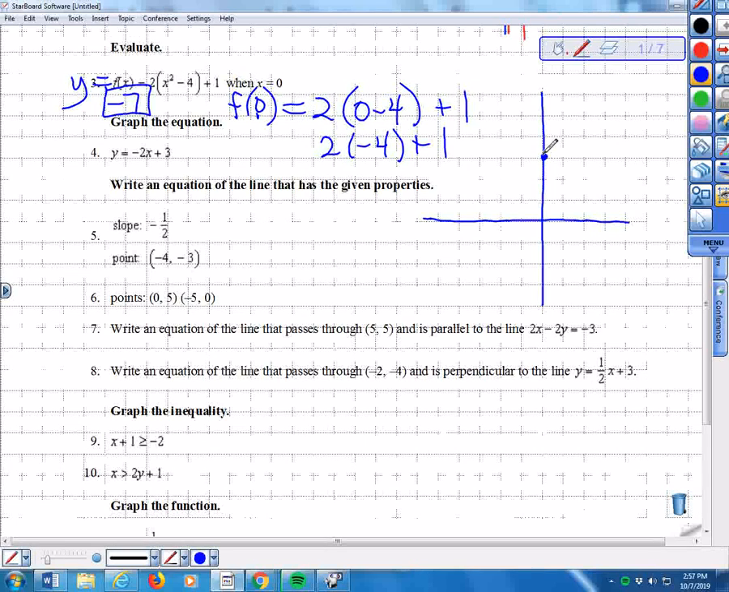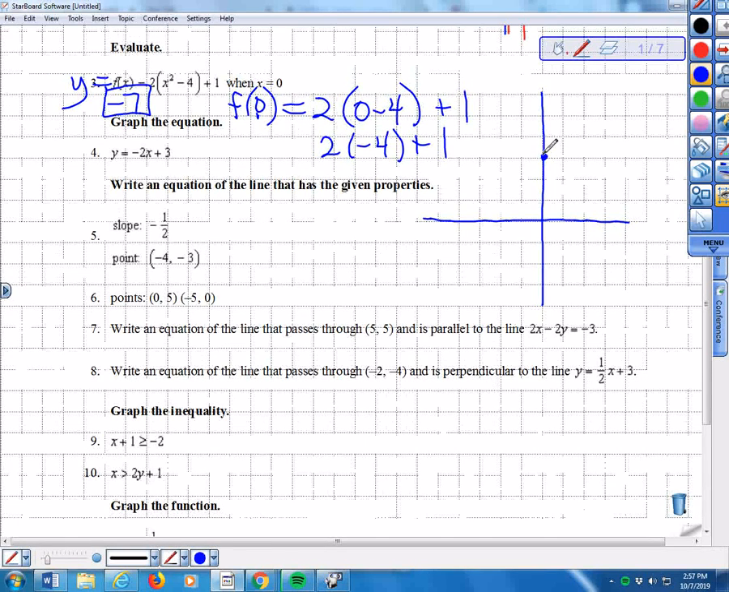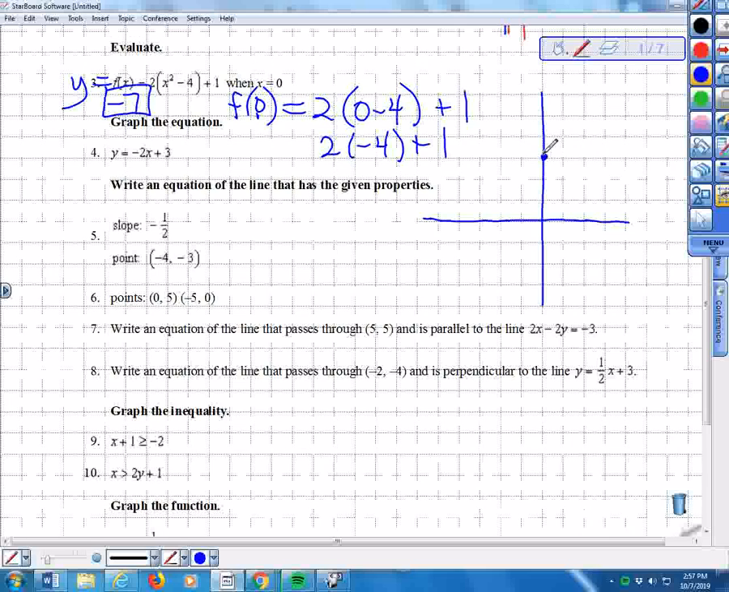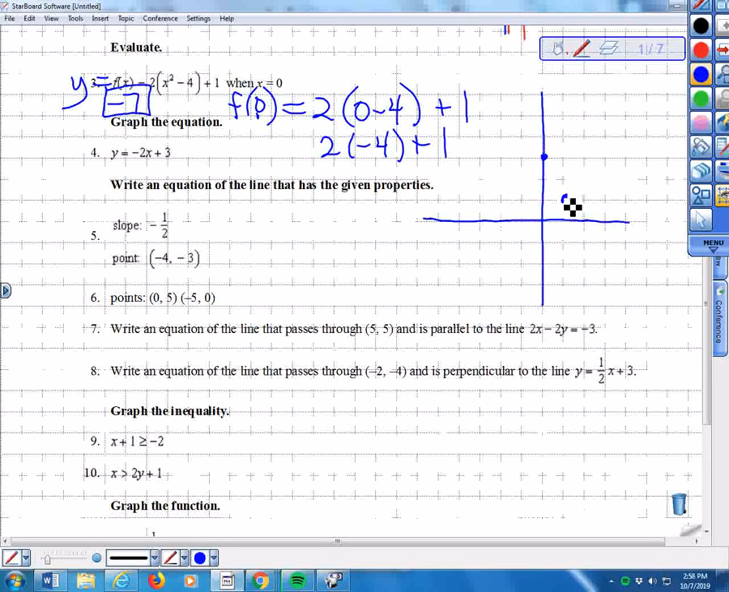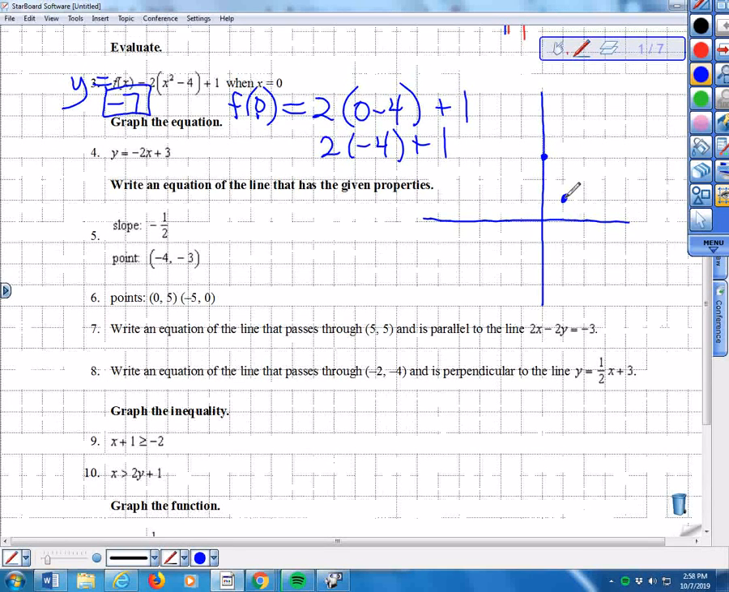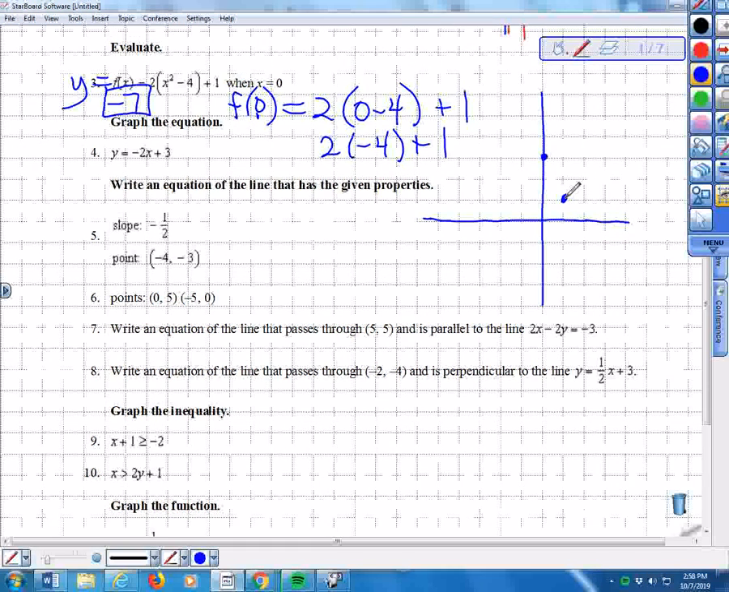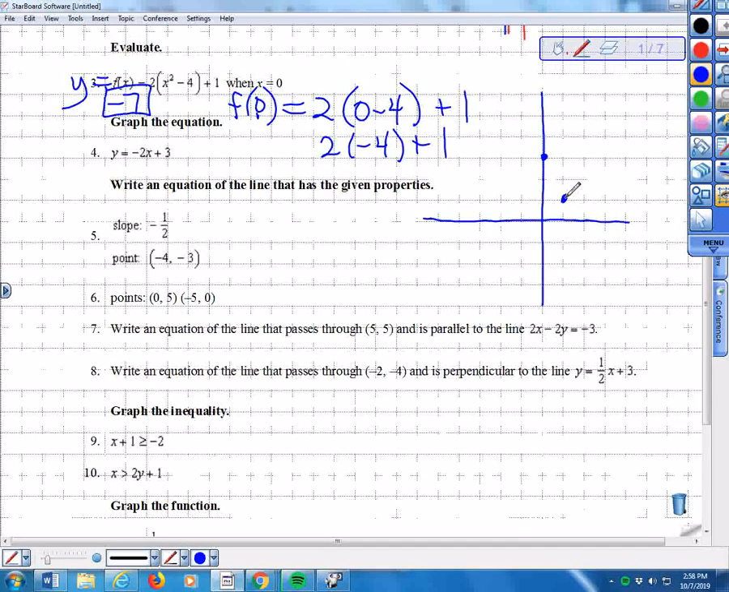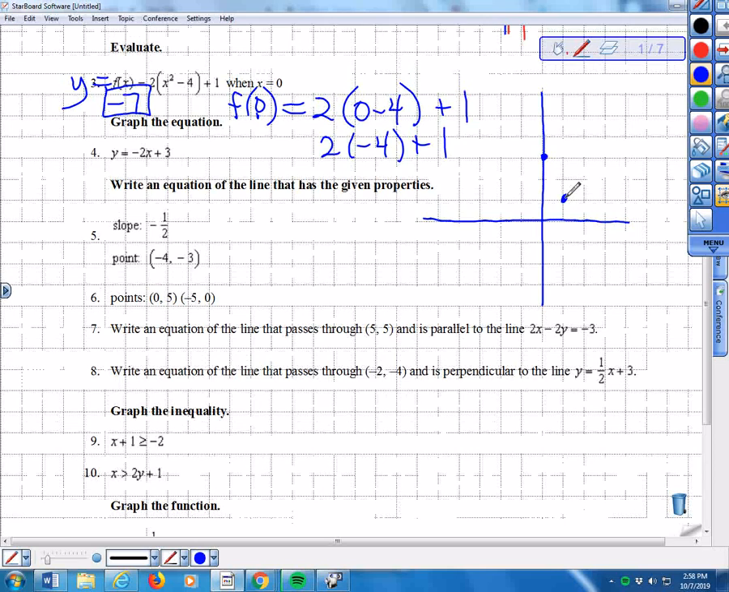From this point, down 2 over 1. Don't forget it's 2 over 1. So I'm going to go down 2 over 1. How many points do I need to draw a line? 2. I only need 2 points. So I've got my first point from my y-intercept, my second point from the slope.